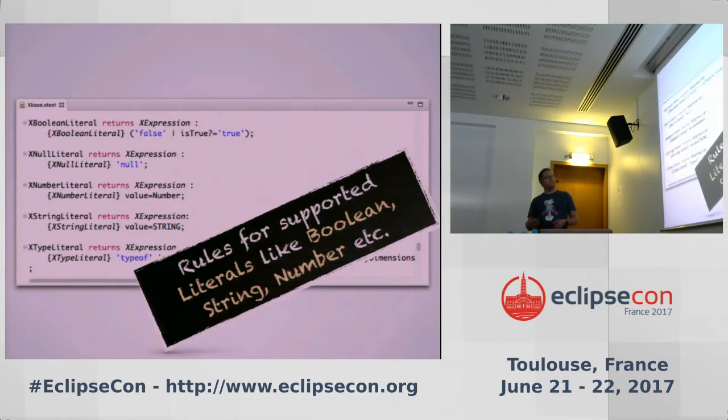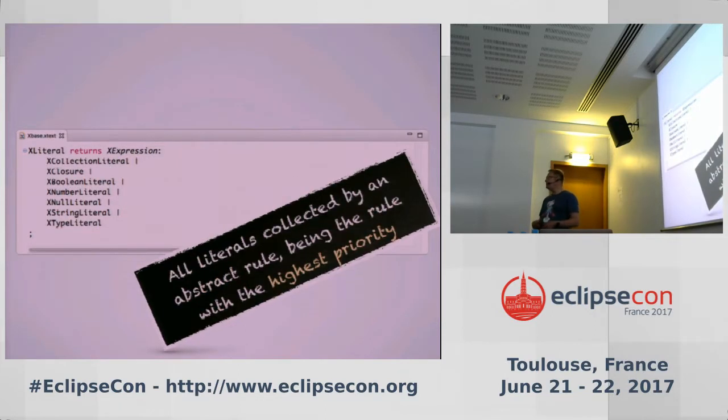At some place you will have something like primitive types. So string, number, boolean, something like this. So you have literal rules. And they will be collected by a single rule, which is again an expression. So these are the basic patterns that you find in Xbase.